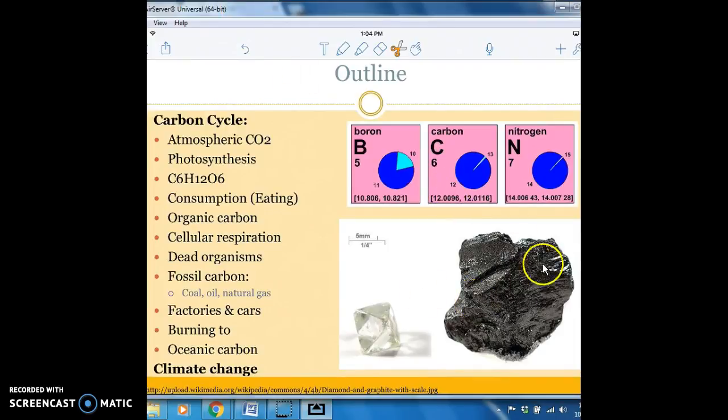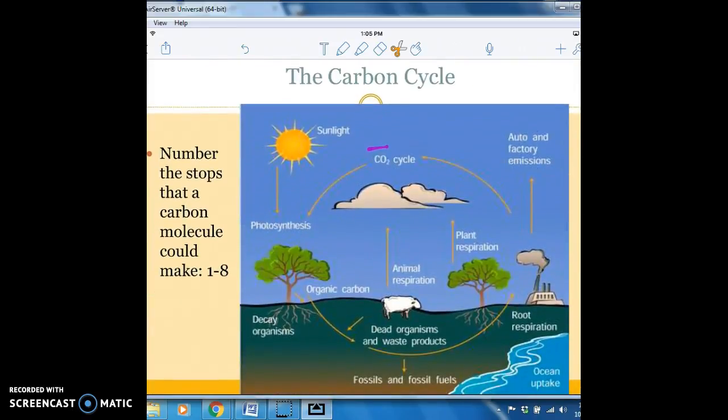Carbon is just, this is coal, and this is a diamond. It's like boron and nitrogen and hydrogen. It's just an element represented with the letter C. Alright, here's the carbon cycle. You're numbering the stops that a carbon molecule could make.